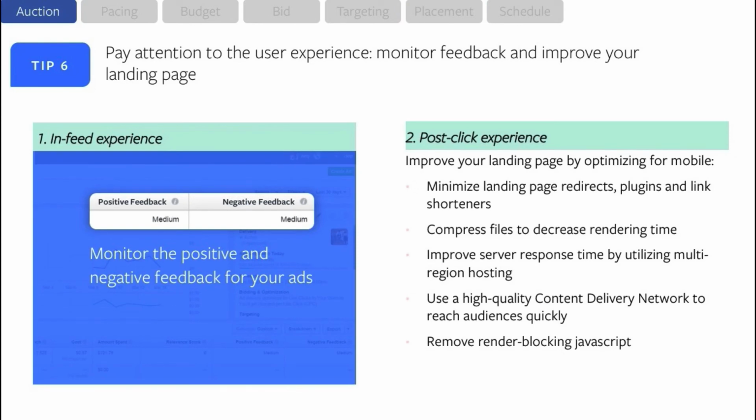I cannot stress the following tip enough. Pay attention to the user experience. Monitor feedback and improve your landing page by optimizing for mobile. Remember, positive and negative feedback can be found in the user interface.